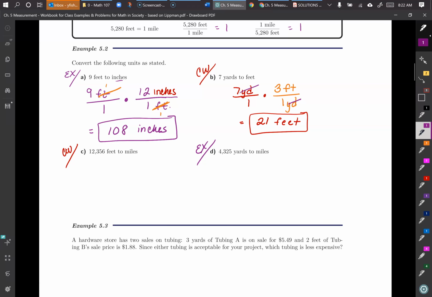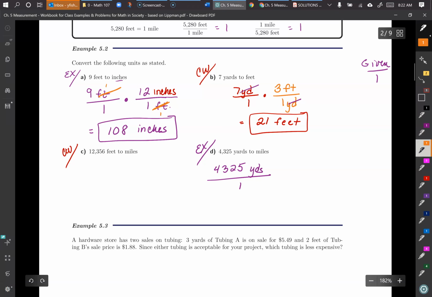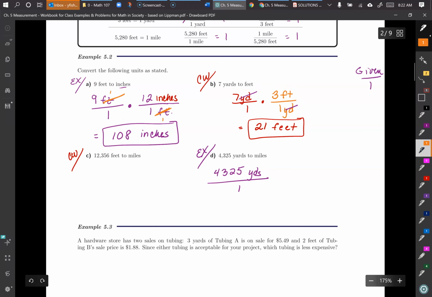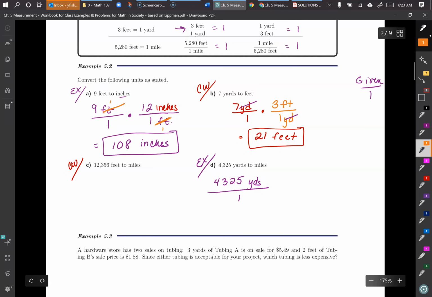So first I write what I have. I have 4,325 yards. I'm just going to put that over 1. So it's always the given over 1. And then I have to think about where I'm going to. I want to eventually get to miles, but I don't have that direct conversion up here. I'm going to shrink this down a little bit so I just have feet to miles. So let's go from yards to feet first, and then we'll work our way down.